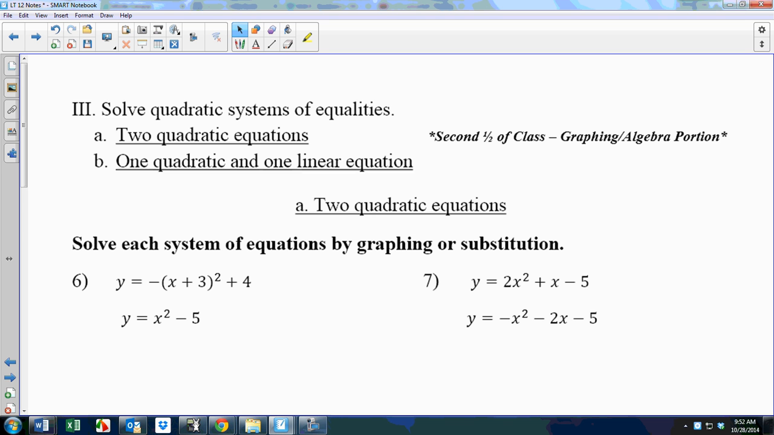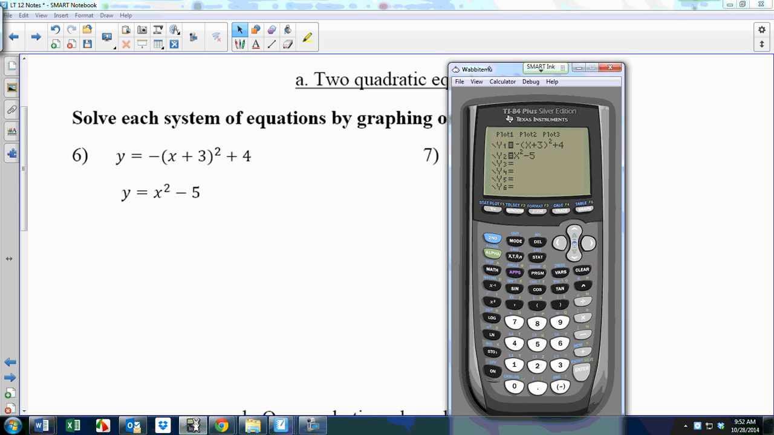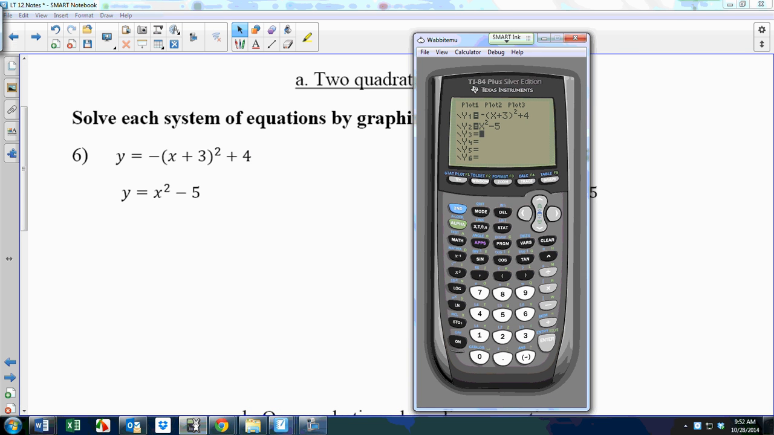All right, in example 6, I went ahead and took my calculator and typed in the first y equals and the second y equals. We're going to take a look at the picture, see where we think these are overlapping. Looks like they're overlapping around 0, -5, and over at x equals like -2 or 3-ish. So we're going to go to the table and see what we see.